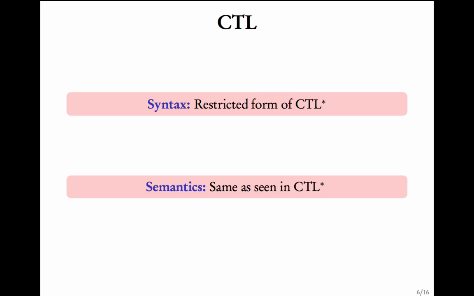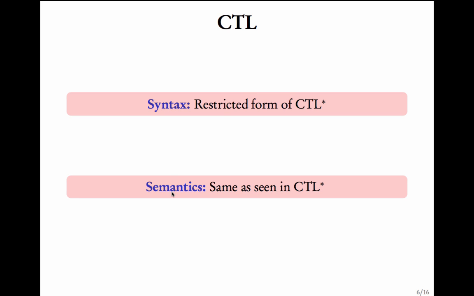So here is CTL. In the last slide, we saw the syntax. It's a restricted form of CTL star. And why we need to do this restriction is because this restriction will give better algorithms, and if our properties can be expressed using CTL itself, then the fact that it has efficient algorithms can be exploited.